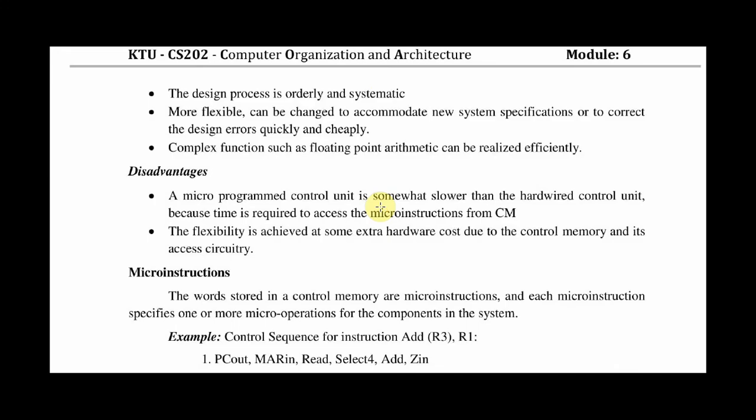As for disadvantages, flexibility also has some limitations. If you want to make major changes in the control, you have to go for extra hardware, which is too costly. Microprogram control units are normally slower compared to hardware control. So normally they are used in higher-end smart devices, and lower level devices normally go for a hardware control unit only.